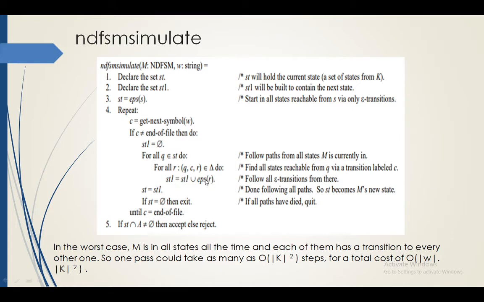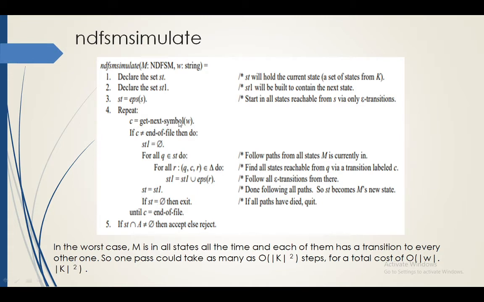Once you reach the next state, you check the epsilon transitions for that state. That will be combined and considered as your next state. After that you change the current state to the next state, so whatever the next state value is, you assign it to the current state. After that you repeat this step. If st equal to null, then exit. Here st is not null, it has some states, so you repeat the next steps.